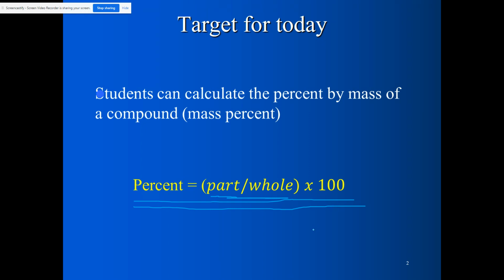Let's say it's not a 100-point test. Let's say it's a 15-point quiz. And you take the amount that you got right, divided by 15, times it by 100, and you figure out what percent you got on that test. So mass percent's the same way. We're going to take a compound, and then some of that mass will be attributed to certain elements. Take the mass that's attributed to a certain element divided by the whole mass of the compound times 100, and you got the mass percent. That's it in a nutshell.